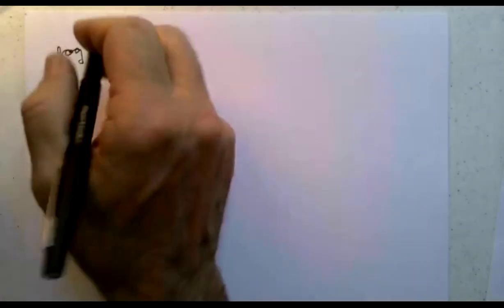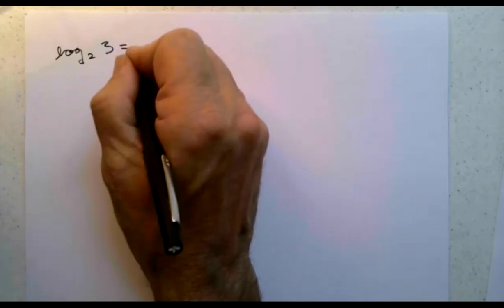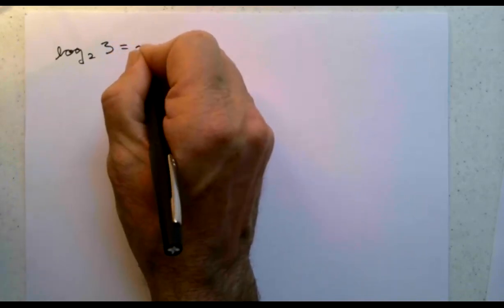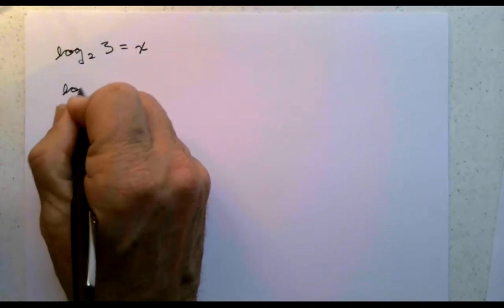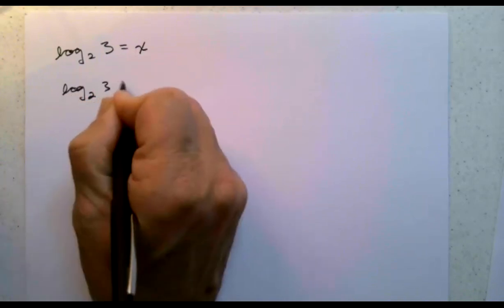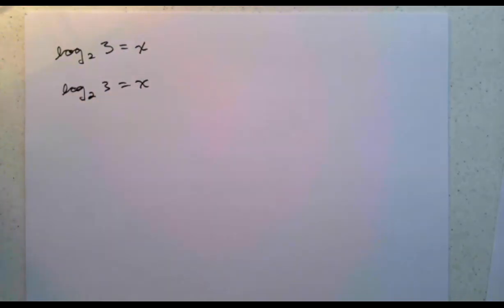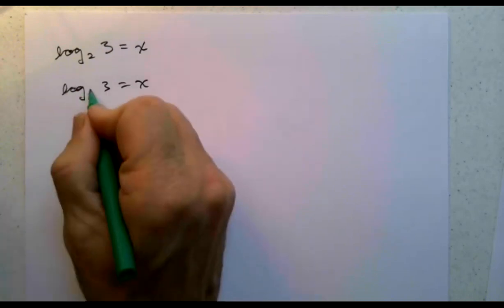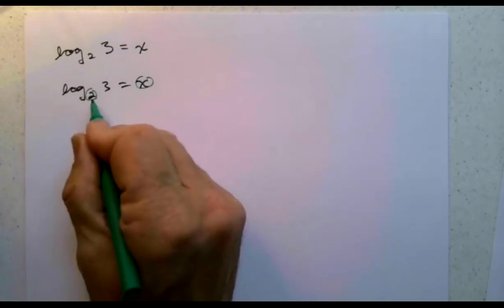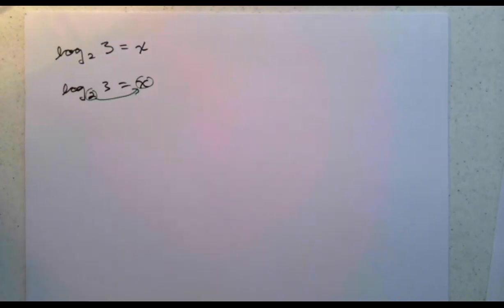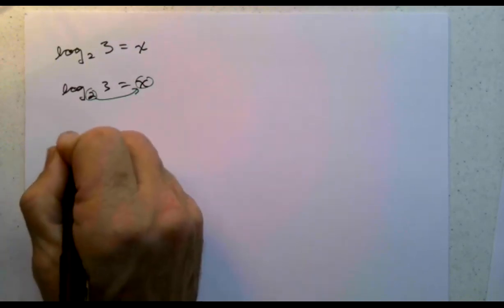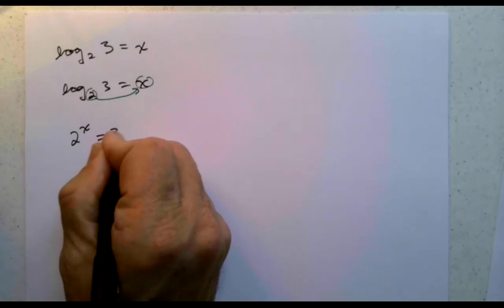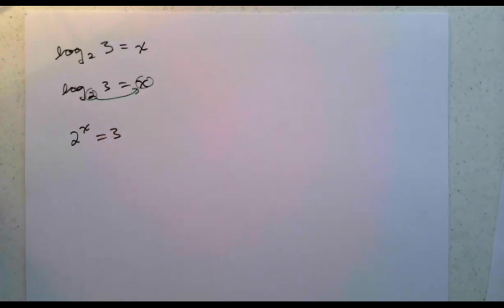So this question asks us to approximate log base 2 of 3. Let's think about what this means first. If I say log base 2 of 3 equals x, and my goal is to solve for x, we know that the base is 2 and we know the exponent is 3. So 2 to the x equals 3. And I can solve that on the graphing calculator.